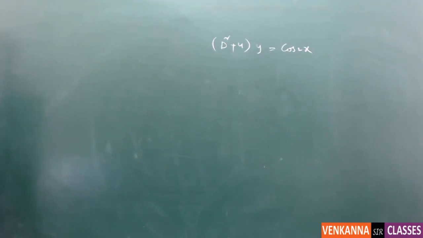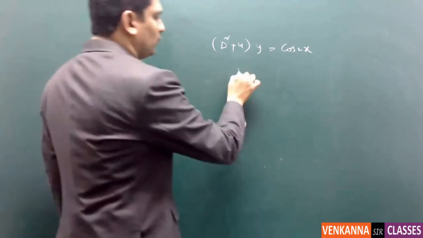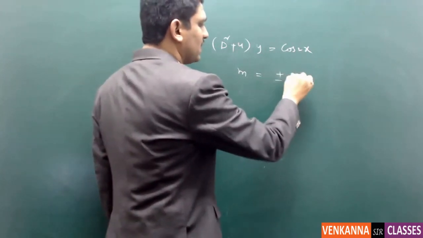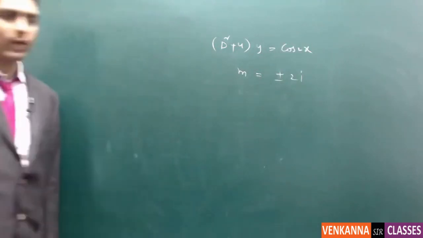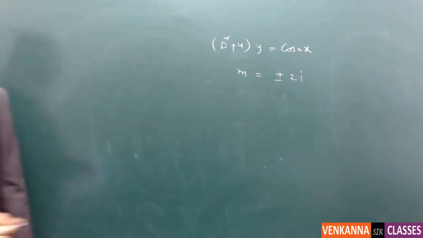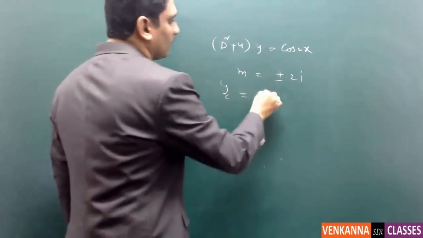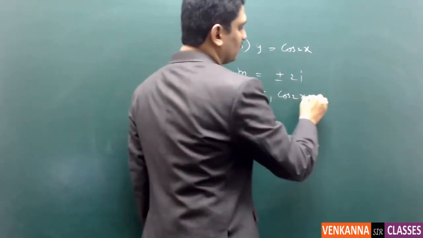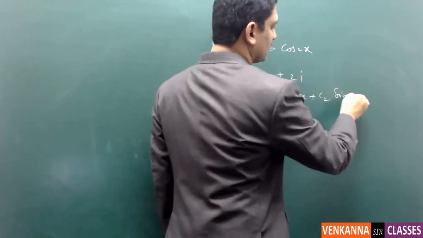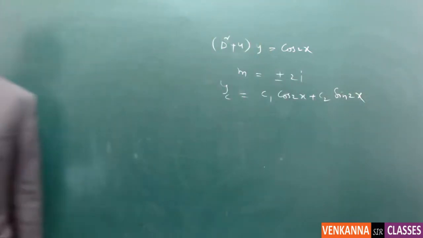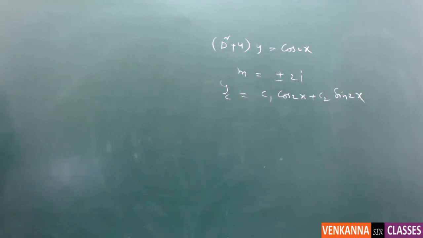So the m value, if you consider, will come as plus or minus 2i. So yc is given by c1 cos 2x plus c2 sin 2x. So all of you agree? Right.